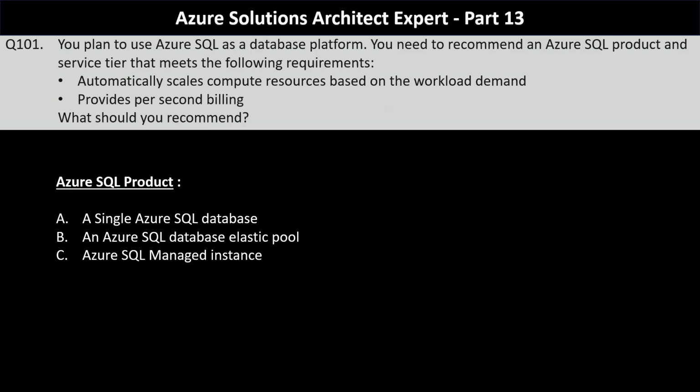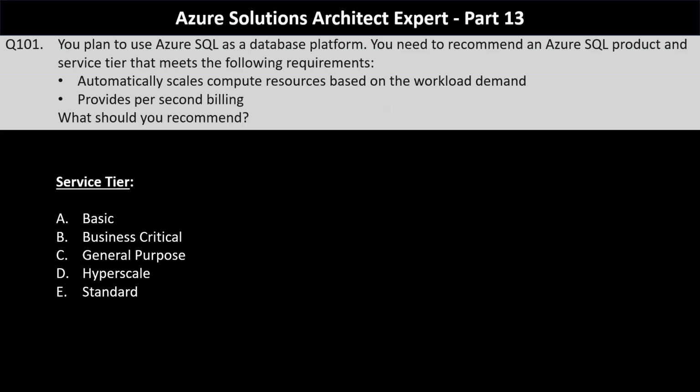Now, folks, the correct choice here would be a single Azure SQL database, as it supports the serverless compute tier, which can automatically scale compute resources based on the workload demand. Now, the next part of the question is talking about what should be the service tier of the database. Your options are basic, business critical, general purpose, hyperscale, or standard. And friends, the service tier should be general purpose, as serverless compute tier is part of general purpose service tier, and it also provides per second billing for compute usage when the database is active, saving costs during idle periods.